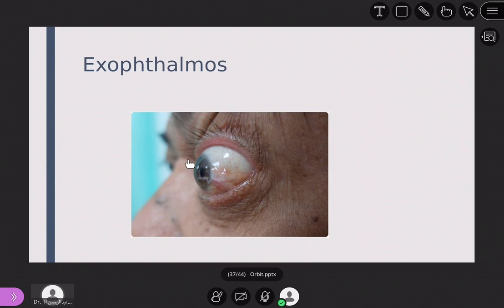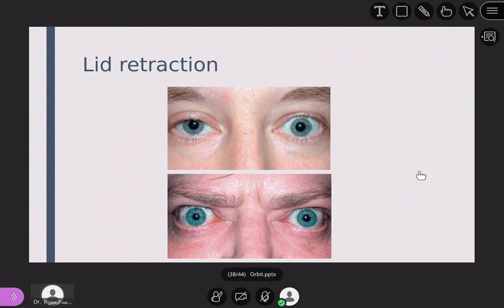This is the exophthalmos in thyroid disease. This is proptosis. This is the lid retraction. As we mentioned, thyroid eye disease may be unilateral or it can be bilateral. So unilateral here, bilateral here. The lid here is retracted.